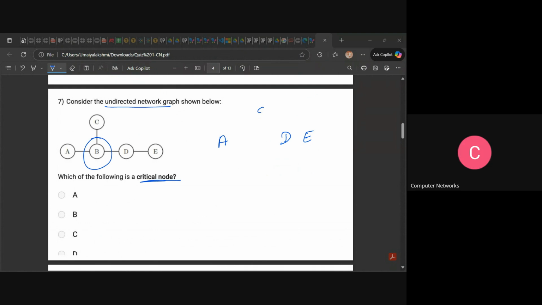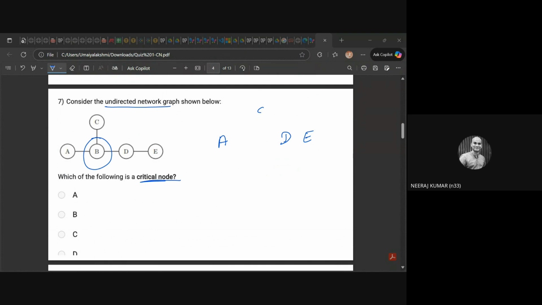Is that actually correct? No. The thing is, the whole graph forms in such a way that B is connected with C. So if I remove B, C becomes a different graph, DE becomes a different graph, and A becomes a different graph, because A, C, D were connected only through B.